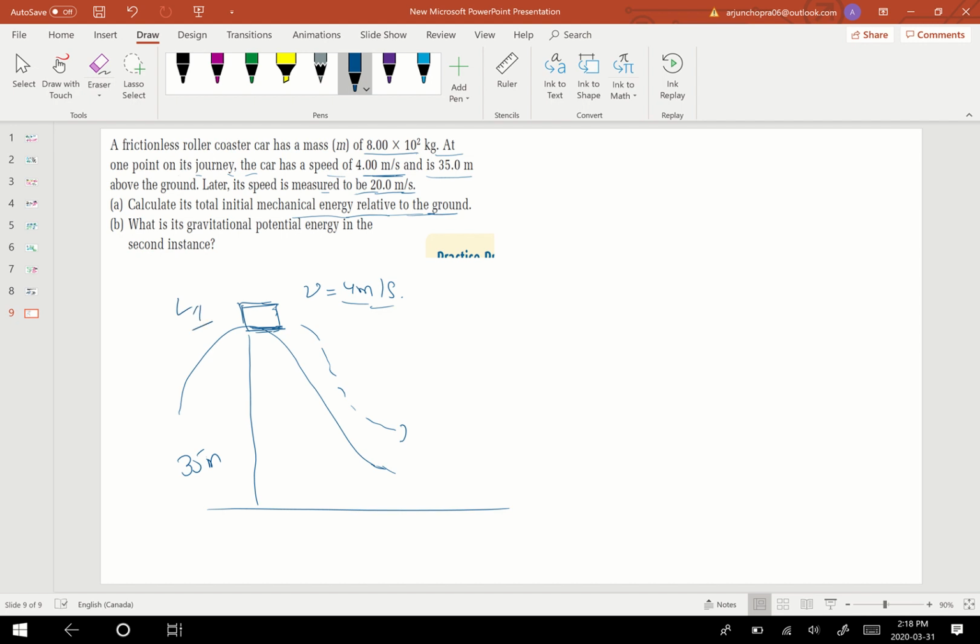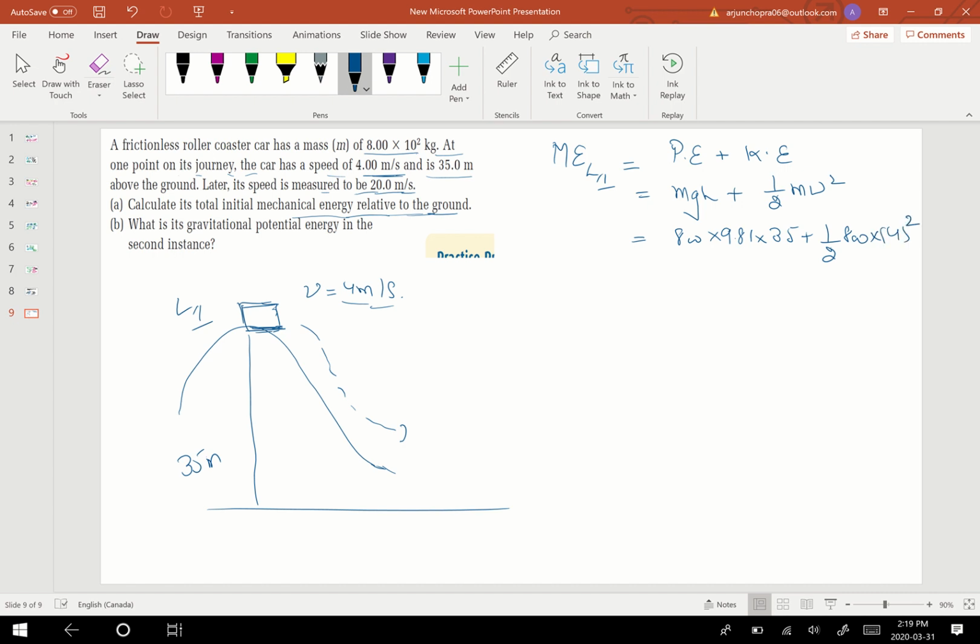So at location 1 I want to find the mechanical energy. Mechanical energy at location 1 will be equal to potential energy plus kinetic energy. Same formula we will use. Potential energy is mgh plus half mv squared, so the mass is 800 times 9.81 times the height value 35, plus half times the mass, again 800, times the velocity 4 squared.